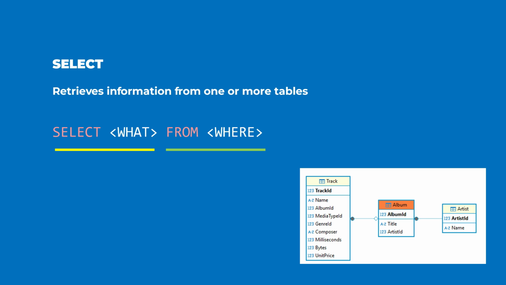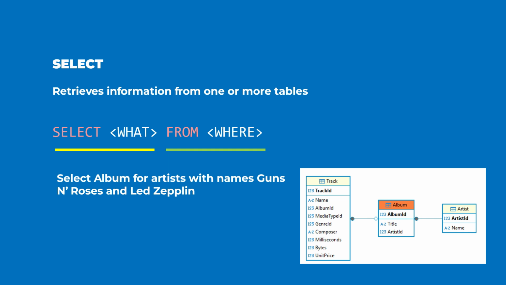So far, we have seen simple SQL queries. Now, SQL also enables us to create subqueries, which are queries that are embedded into other queries. For example, what if we want to know the album titles for the two artists Guns N' Roses and Led Zeppelin?